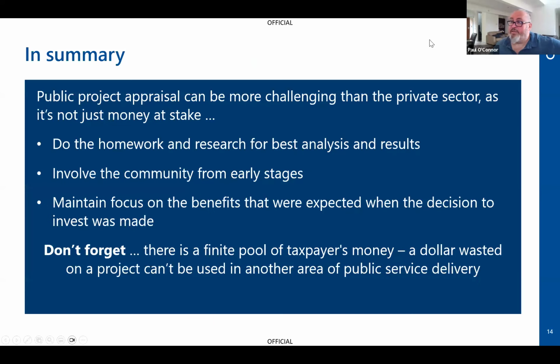And I'll just summarise for you there. Just let you read that slide, but in essence, what I'm saying is that public project appraisal can be more challenging than private sector, as it's not just money at stake. And I've got some ideas there. Do your homework, involve the community, maintain focus on the benefits.